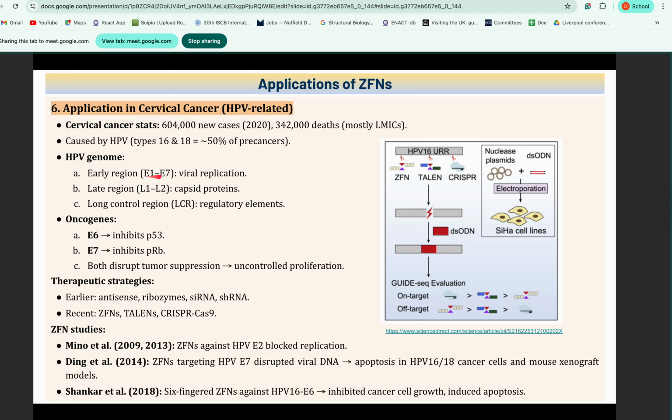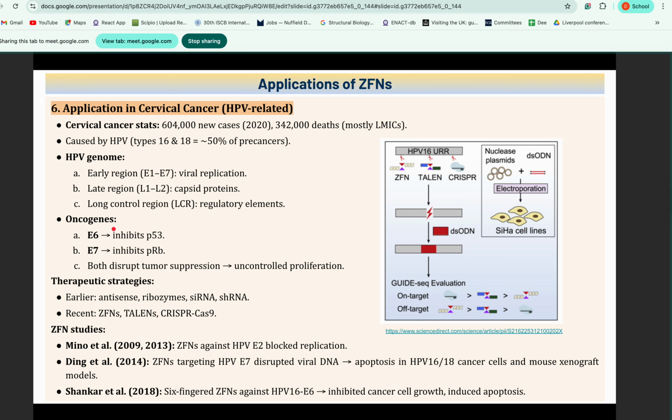One is the early region, which is E1 to E7, which is responsible for the replication of this virus. Then there is the late region, L1, L2, which is responsible for the capsid proteins, because the genetic material of these viruses is surrounded by a protein coat. That protein is synthesized by this late region, L1, L2. And then the long control region, which is LCR, which contains the regulatory elements.